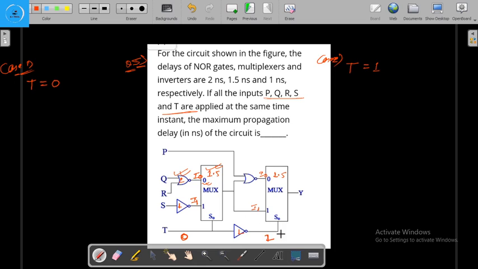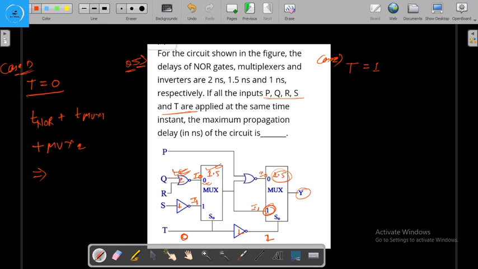So if this select line is equal to 1, then I1 will be selected, and for getting I1 there will be no delay. And for getting Y there is a delay of 1.5 nanosecond. So if T is equal to 0, then we are going to get the delay of this NOR gate plus this mux 1, then this mux 2.